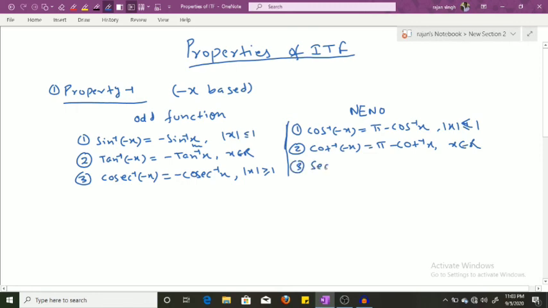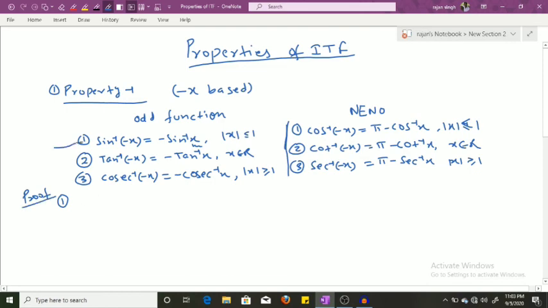And the third and remaining one is sec inverse of minus x. Same to same, we'll do these derivations. Don't worry about this, the domain is mod x greater than or equal to 1. All right, if you want to see the derivation, the proof of how this came.